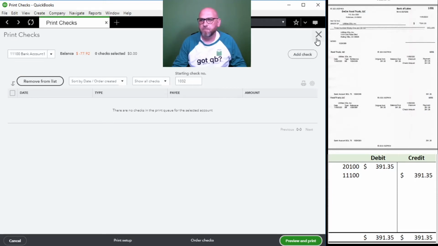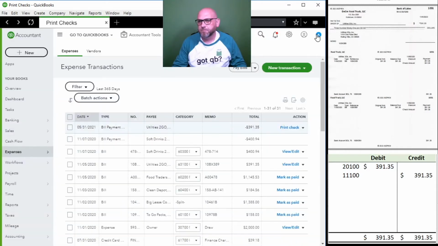Okay. So at this point, this would take place. Once the check cleared, it would reduce our bank account, account 11,100, and it would reduce our accounts payable account 2,100. So here it is. All right, let's go back to our dashboard.